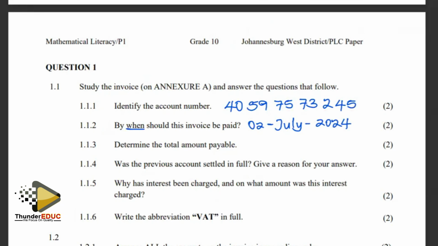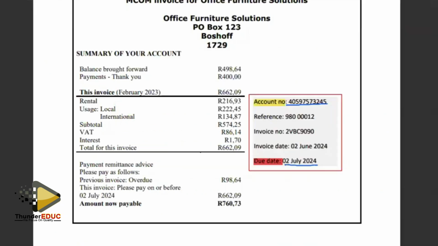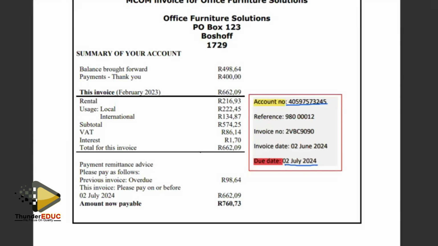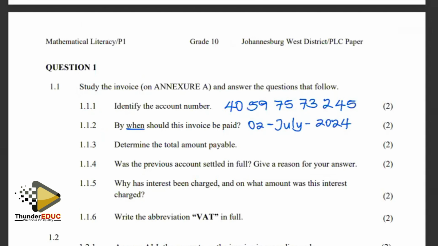Determine the total amount payable. Total amount payable, we are still on this. It's down here. Amount now payable. So we write this amount of money: 760 rands 73 cents.